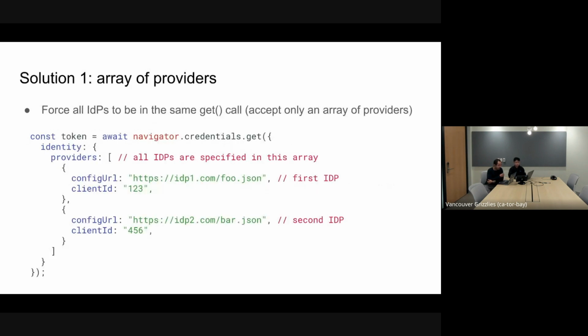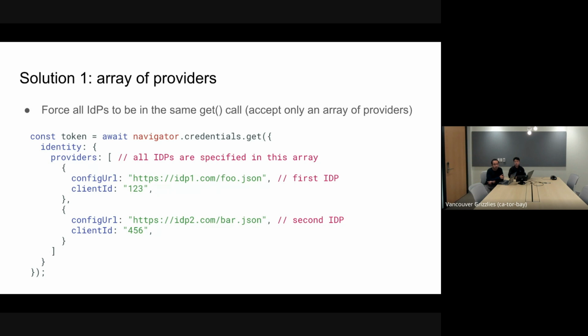Now, the first solution that we have thought about is just extending providers. Right now, as I mentioned, it's an array, but we only support an array of size 1. So the simplest solution is to extend that array to support more than one identity provider. So something like what you are seeing in the slide, where you have multiple descriptions corresponding to multiple different identity providers within the same GET call.